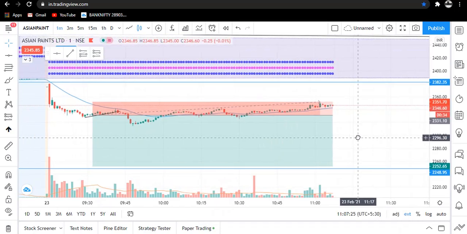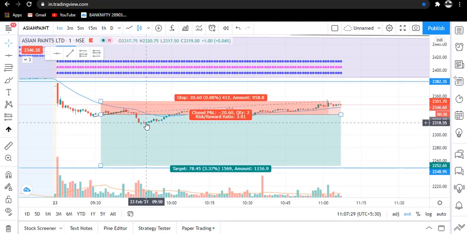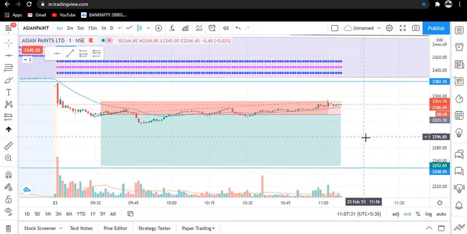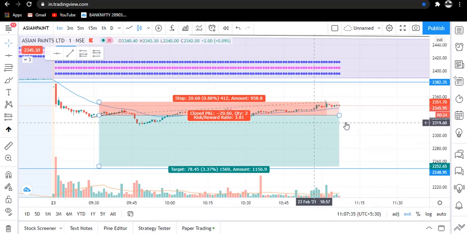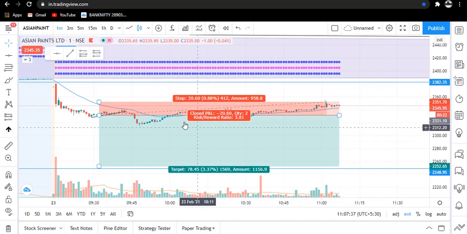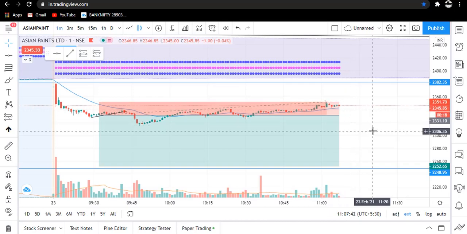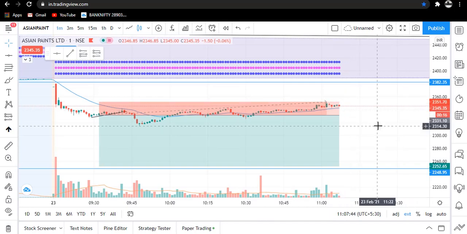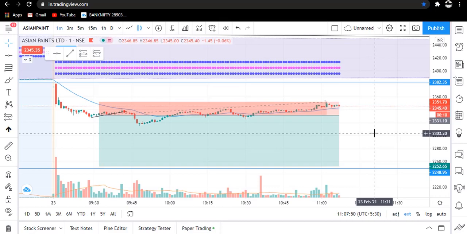So traders, here you can see after giving momentum towards the downside in the morning, the stock went sideways, and after this sideways market it tried to go upside, which triggered our stop loss. So unfortunately today we booked a loss, which is very small, so let me show it to you.